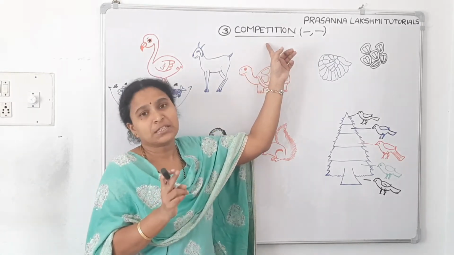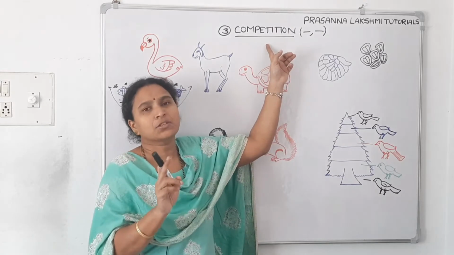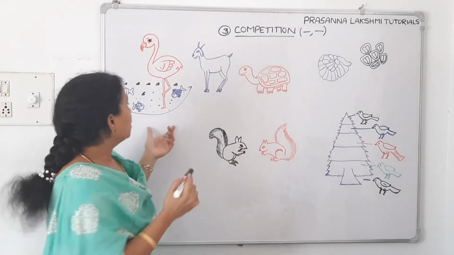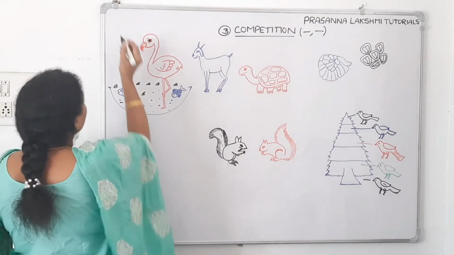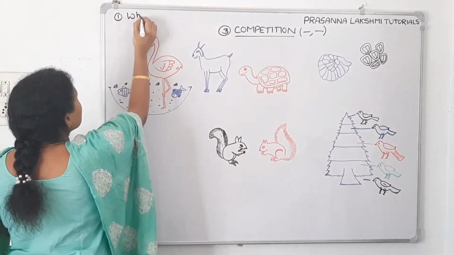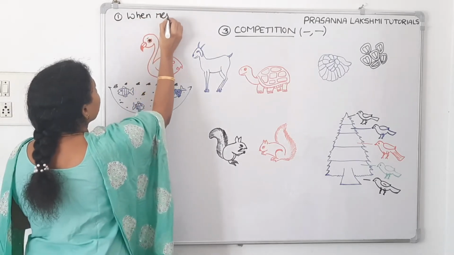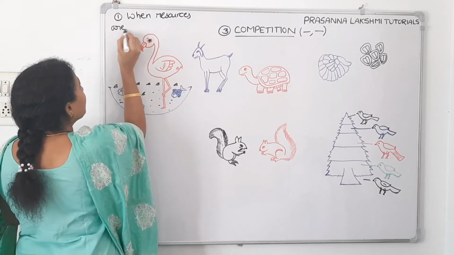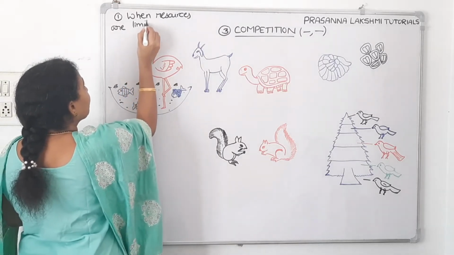Okay. So when we talk about competition, we will tell when competition occurs. We can take the first example. Competition occurs when the resources are limited. So we will take this as an example to understand the first point. What's the first point I told? Competition occurs when resources are limited.